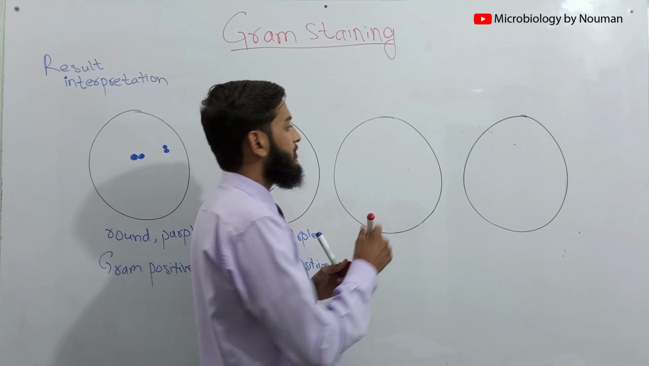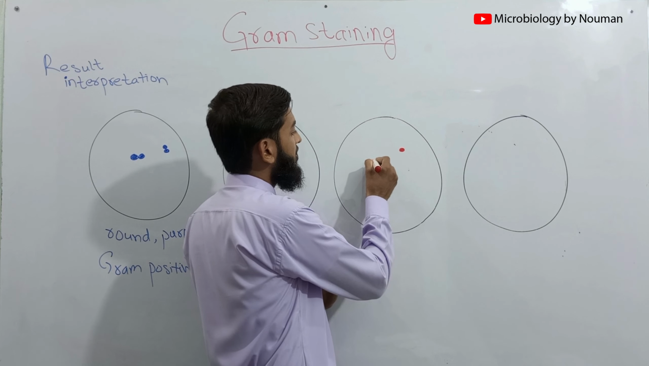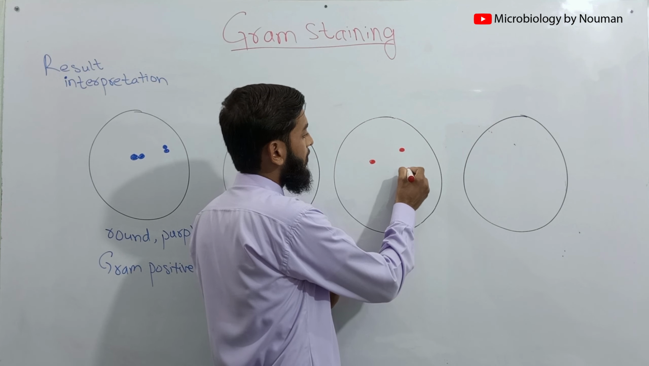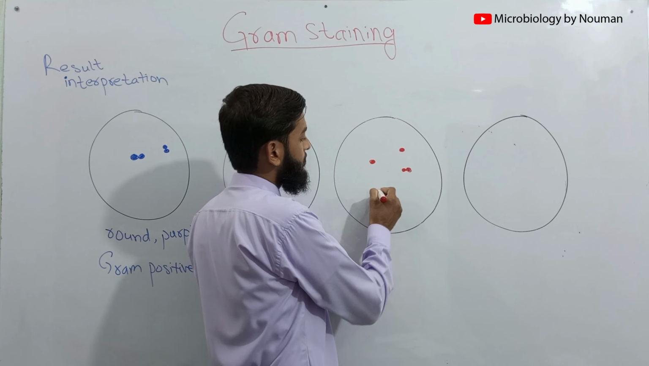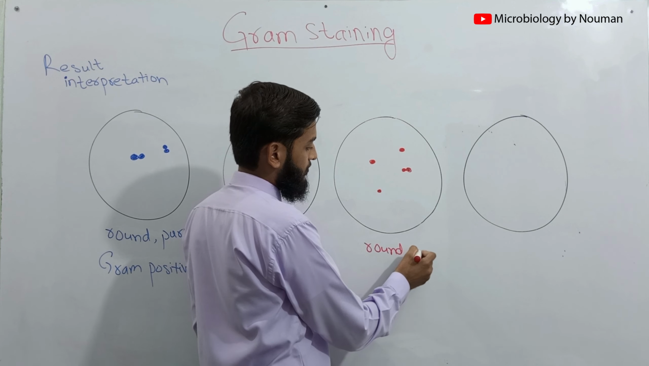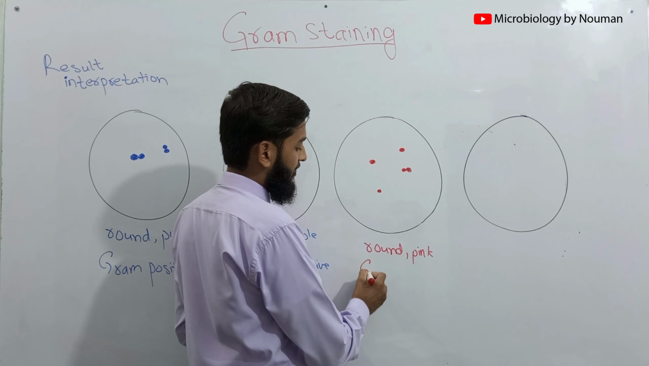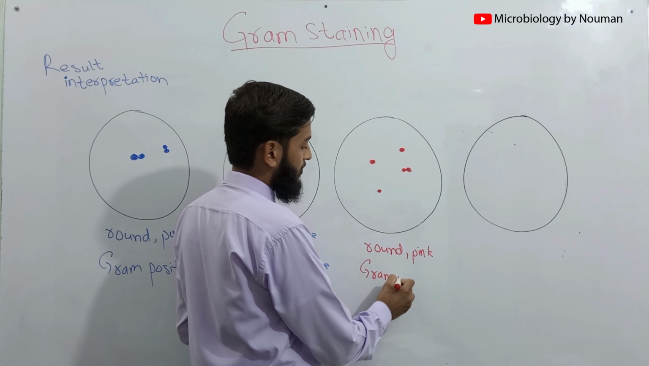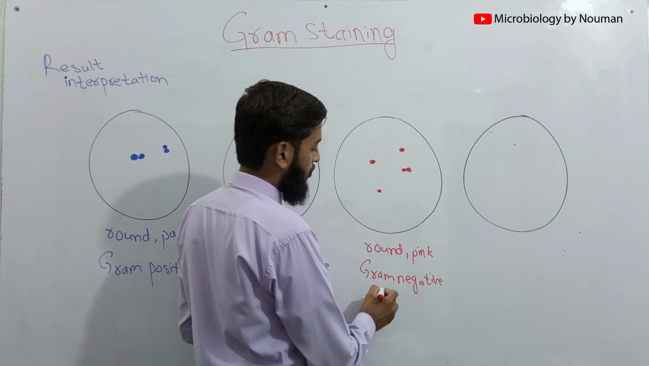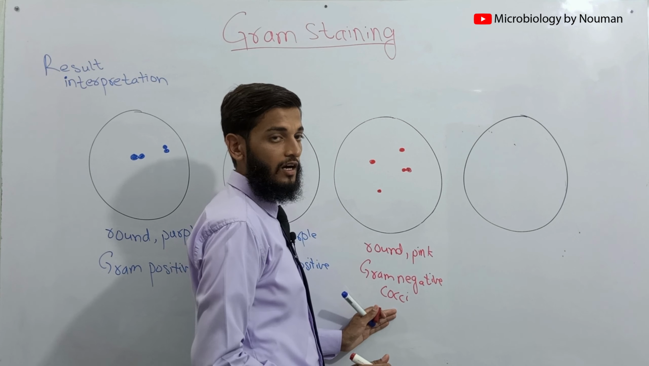Third possibility could be if we see round shaped bacteria that are appearing pink or red in color. We will call such bacteria gram negative cocci. Round shaped bacteria are called cocci, right?